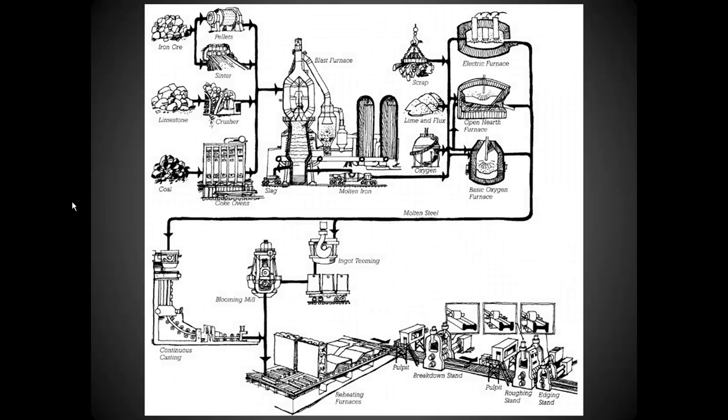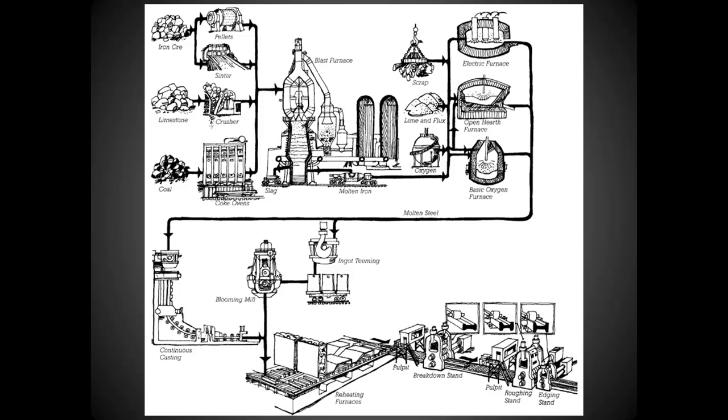Here's an illustration of the process. We can start up here at the top where we've got iron ore, limestone, and coal go through coke ovens or crushers, and this becomes material that gets put into a blast furnace. That material goes into molten iron that's added with oxygen, lime and flux, and scrap, and these materials are combined to come out into a molten material that can be cast into a rough shape that it needs to be.